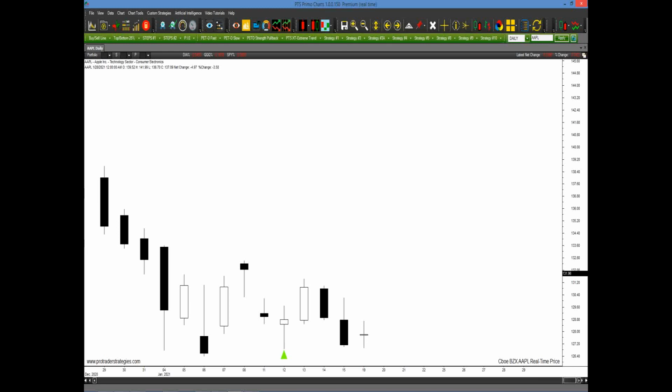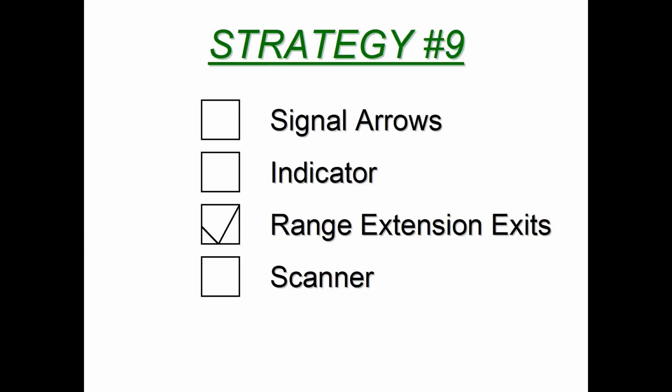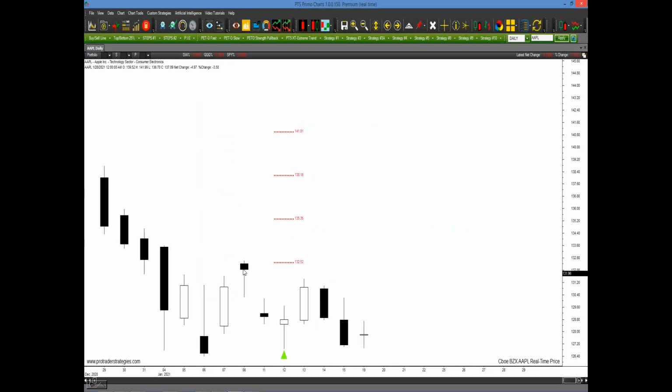Where do we want to get out with a profit? Click on the strategy number 9 tab again, and this time we click on range extension exits. First time we clicked on signal arrows. This time we click on range extension exits, and they automatically appear. You have a total of 4 choices with our exit levels.